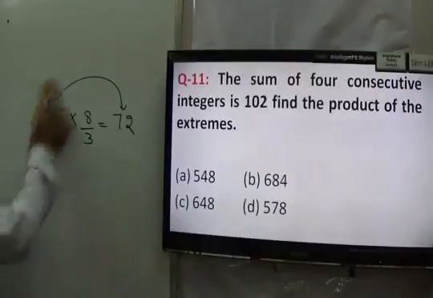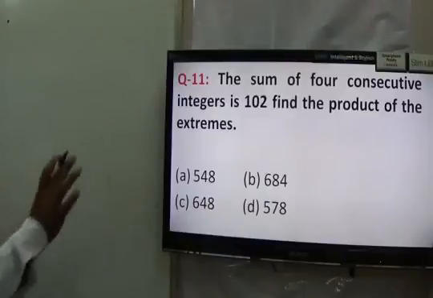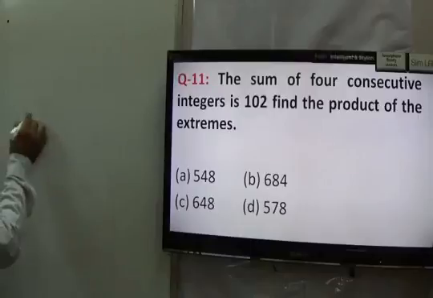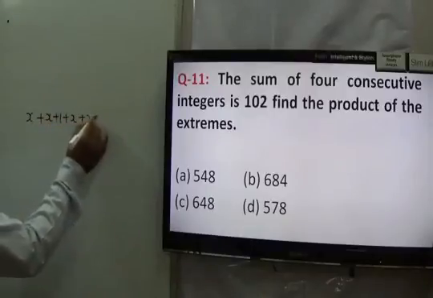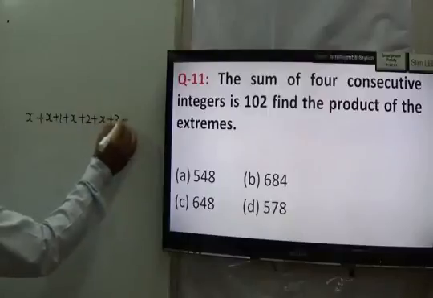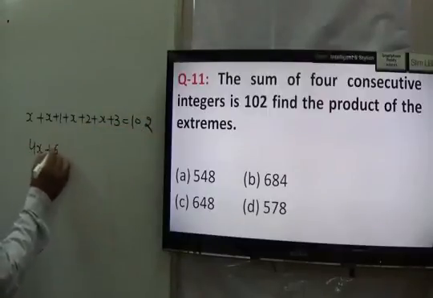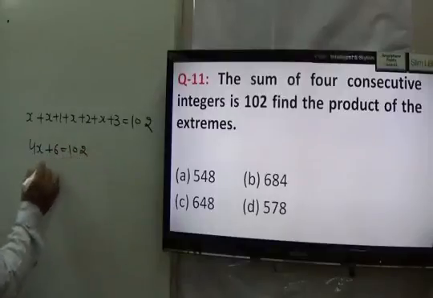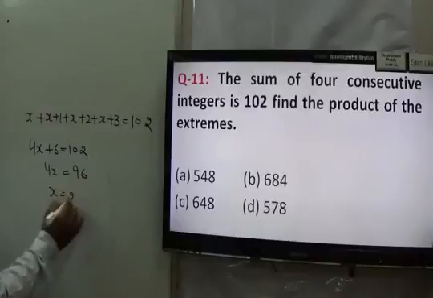Next we have question number 11. What does this talk about? The sum of 4 consecutive integers is 102. We have to find the product of the extremes. As I told you earlier, the sum is given for 4 consecutive numbers, so make it x plus 1 plus x plus 2 plus x plus 3, right? The sum is equal to 102. Adding, this is 4x plus 6 equal to 102. I can say 4x equal to 96, x equal to 24, right?